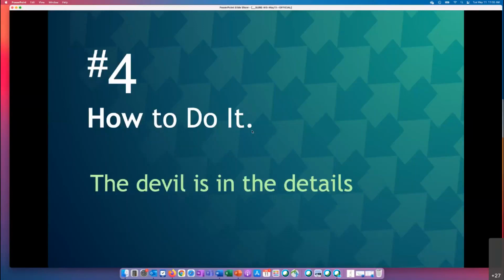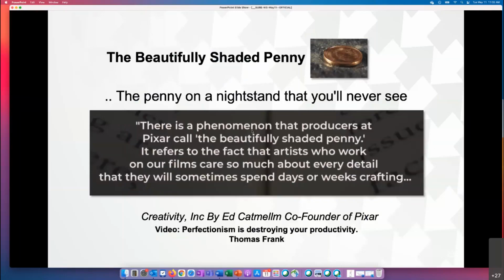Moving on to the next one. This is number 4 of how to do it. The devil is in the details. We'll start with an example again. It's the story known, and a couple of you knew, I think, as the beautifully shaded penny. This is from the book written by a co-founder of Pixar. The penny on a nightstand is never what you'll see. There's a phenomenon that producers at Pixar call the beautifully shaded penny.